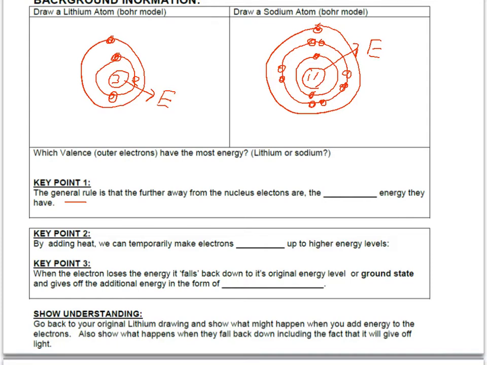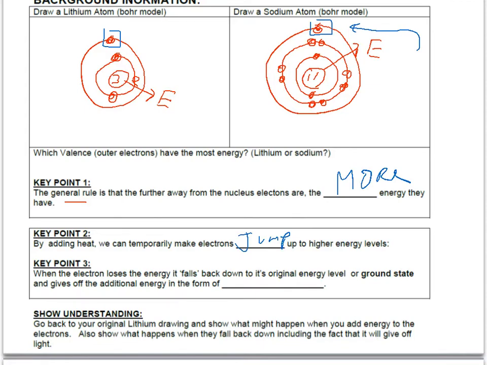So, question, which of these 2 electrons has the most energy? And the answer would be the one on sodium because it's further away from the nucleus. So the general rule is the further away from the nucleus the electrons are, the more energy they have. By adding heat, we can temporarily make electrons jump to higher energy levels.